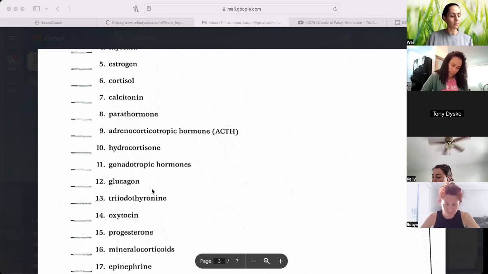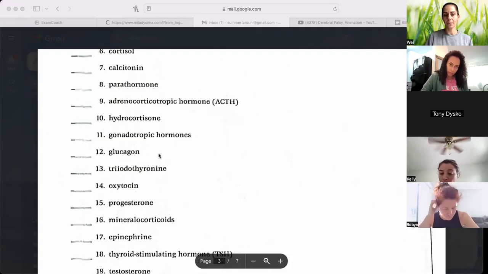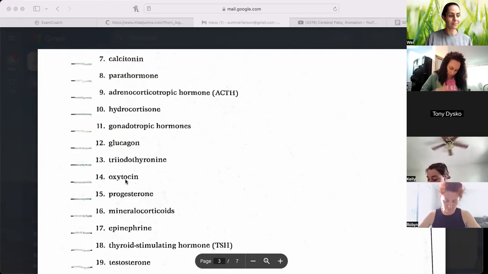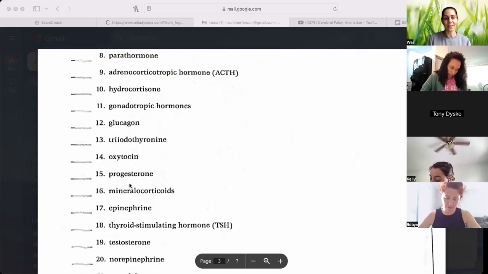Glucagon. G, pancreas. It works in opposition with insulin. T3, triiodothyronine. Thyroid. Oxytocin. D, pituitary posterior. Posterior, correct. Progesterone. E, ovaries. Yeah, directly from the ovary, correct.